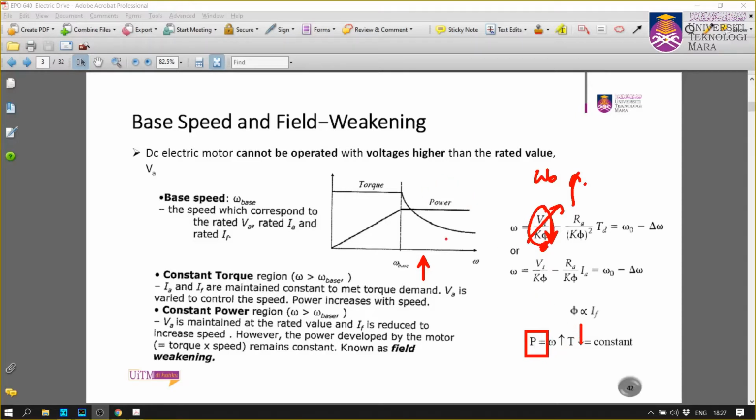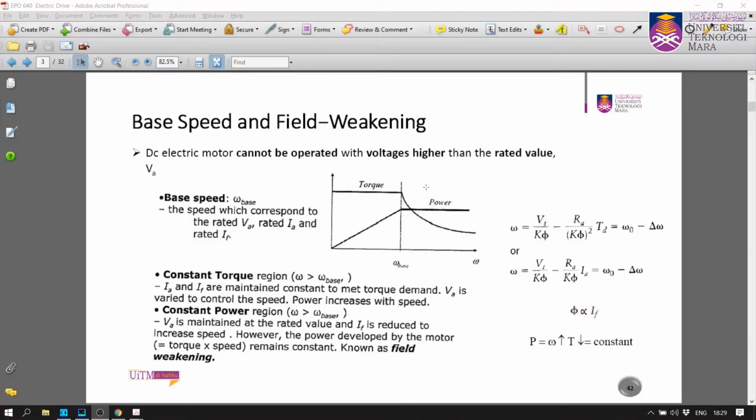So you can only increase the speed of the motor beyond the base speed by using this controlling method, which is sometimes known as field weakening. Field weakening means you reduce the flux by reducing the IF, because we know that the flux is proportional to IF, the field current here, right? So this is the base speed, field weakening, torque constant, and this is the power constant.